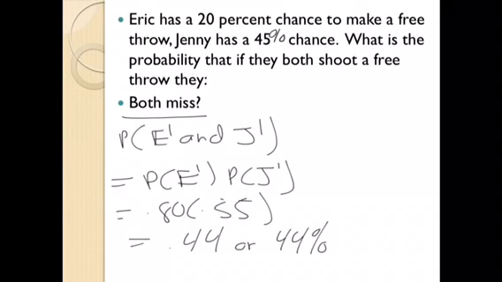Alright, so for this problem we have the probability of Eric missing and Jenny missing. I use that complement notation to show that it's the opposite of them making it. Since they're independent events, we can just multiply them together, so we get the probability of Eric missing and the probability of Jenny missing, which is 0.8 times 0.55. Again, I got each one of these by taking the original percent and subtracting from 100, since it's the complement. When you multiply those two numbers together, we get 0.44, or 44%.